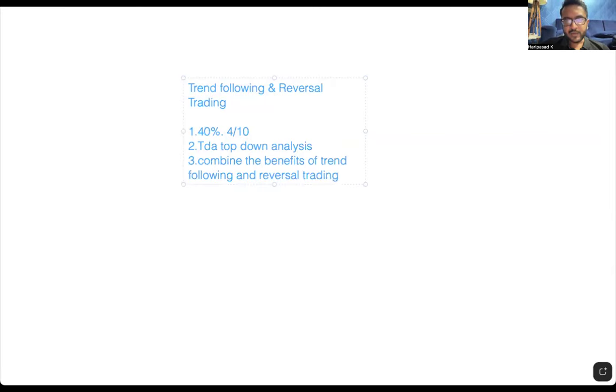We need to be combining the benefits of both trend following and reversal trading to get an advantage in this particular system. This is more about capturing a good risk reward ratio. Minimum 1:2 risk reward ratio trades are the ones that we need to be taking in this system, and not below that.